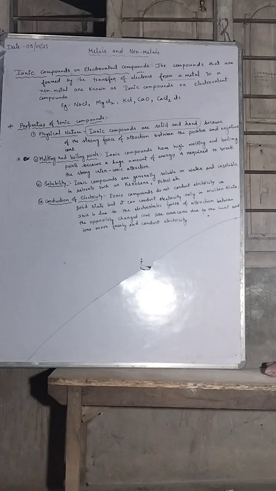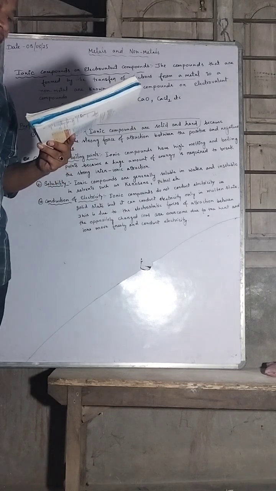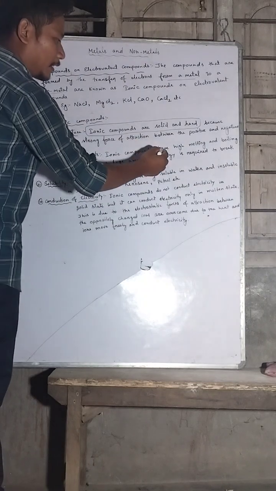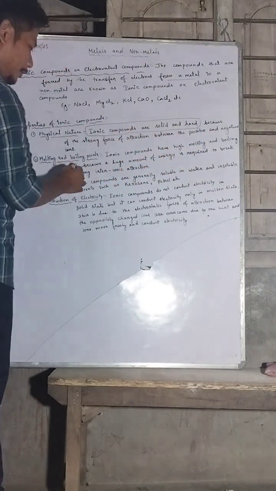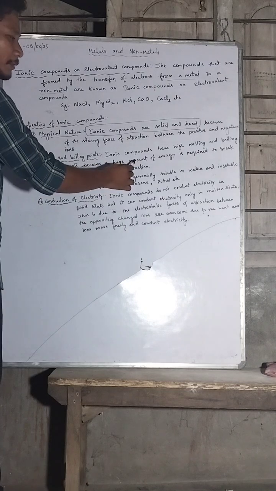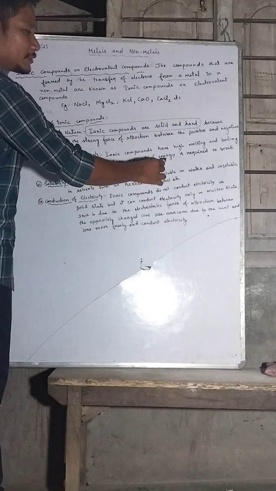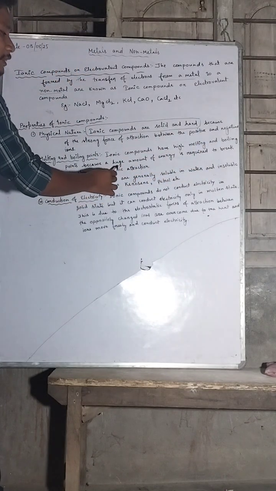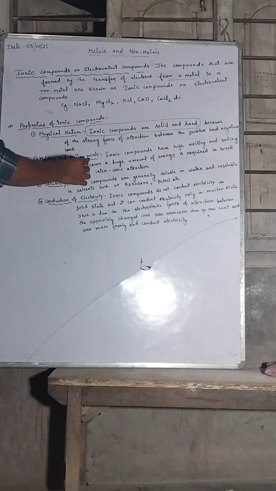You can also come to page number 49, question number 2. Why do ionic compounds have high melting points? The reason is already given here. Ionic compounds have high melting and boiling points because a huge amount of energy, that is heat, is required to break the strong interionic force of attraction. Interionic means between oppositely charged ions. So a huge amount of heat is required.